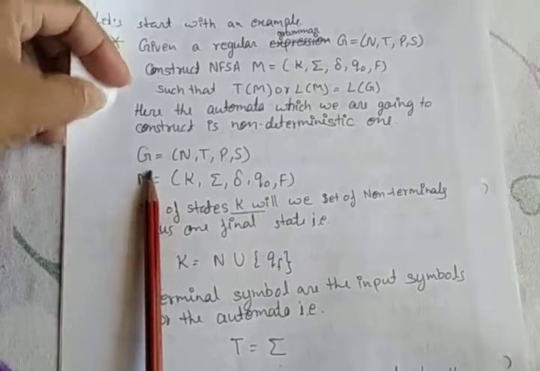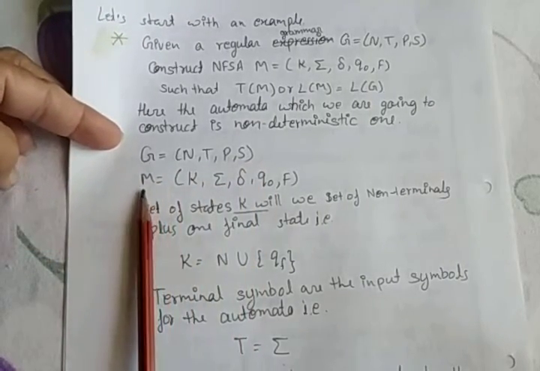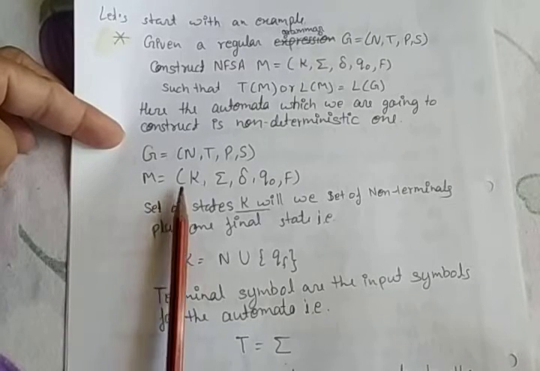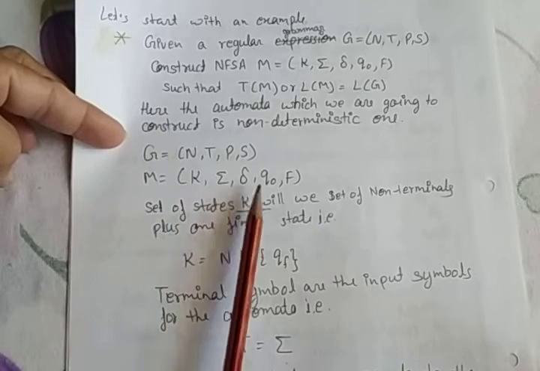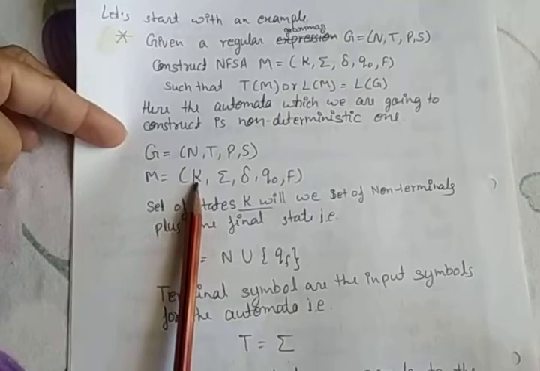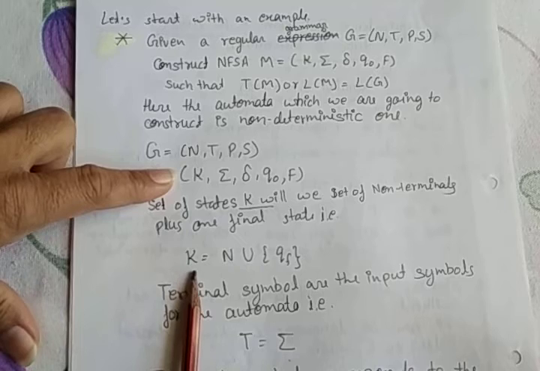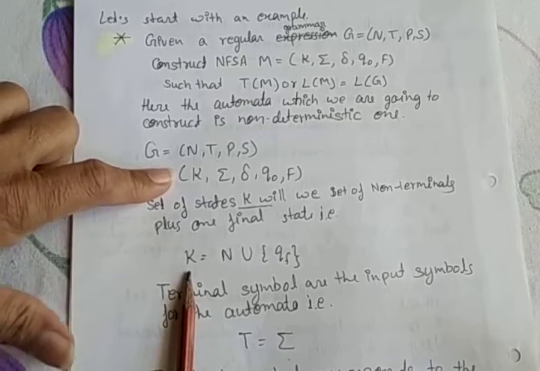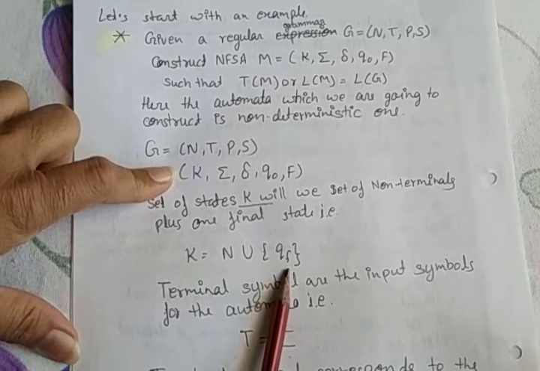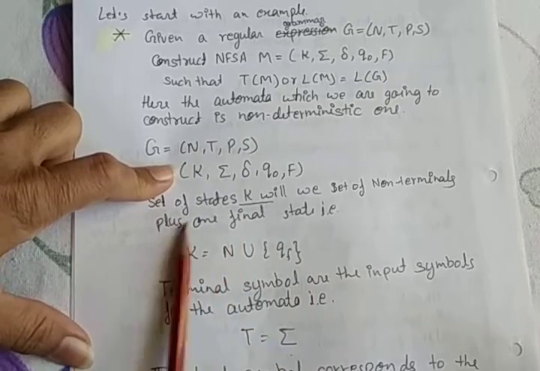For the grammar G = (N, T, P, S), to make this automata, we need K, sigma, delta, Q naught and F. K will be the non-terminal symbols. The set of states K will have all the non-terminal symbols and a final state. So this will be the total number of states of the automata, right?